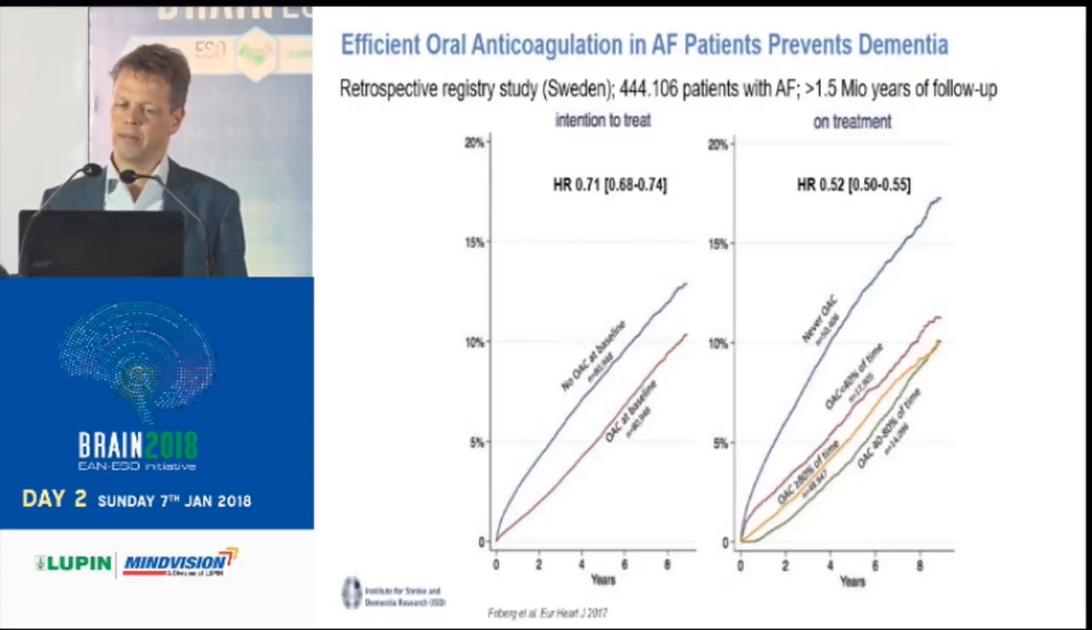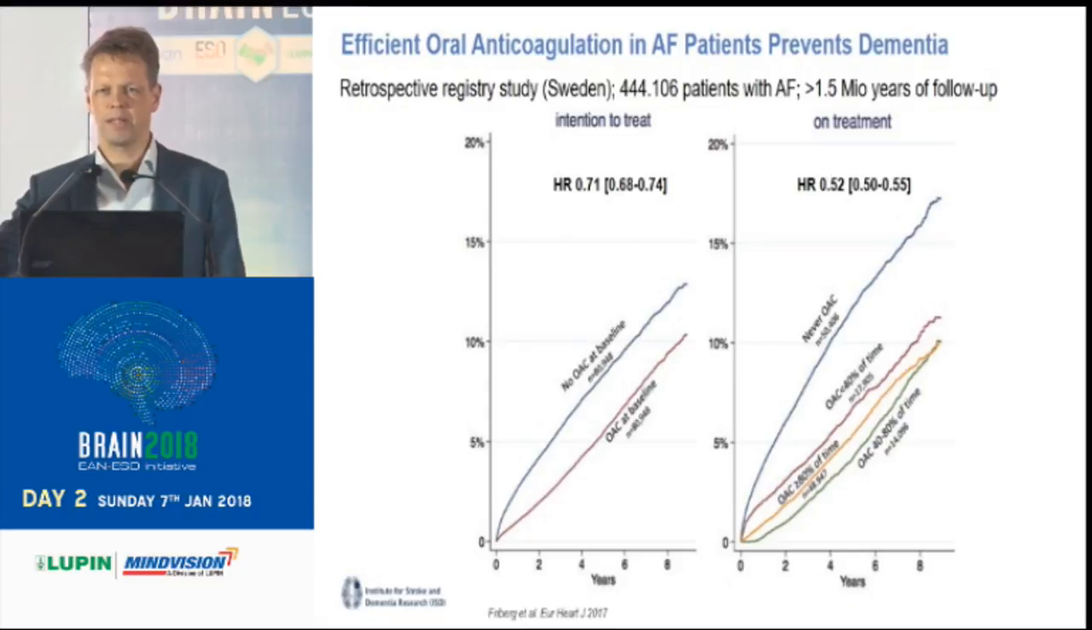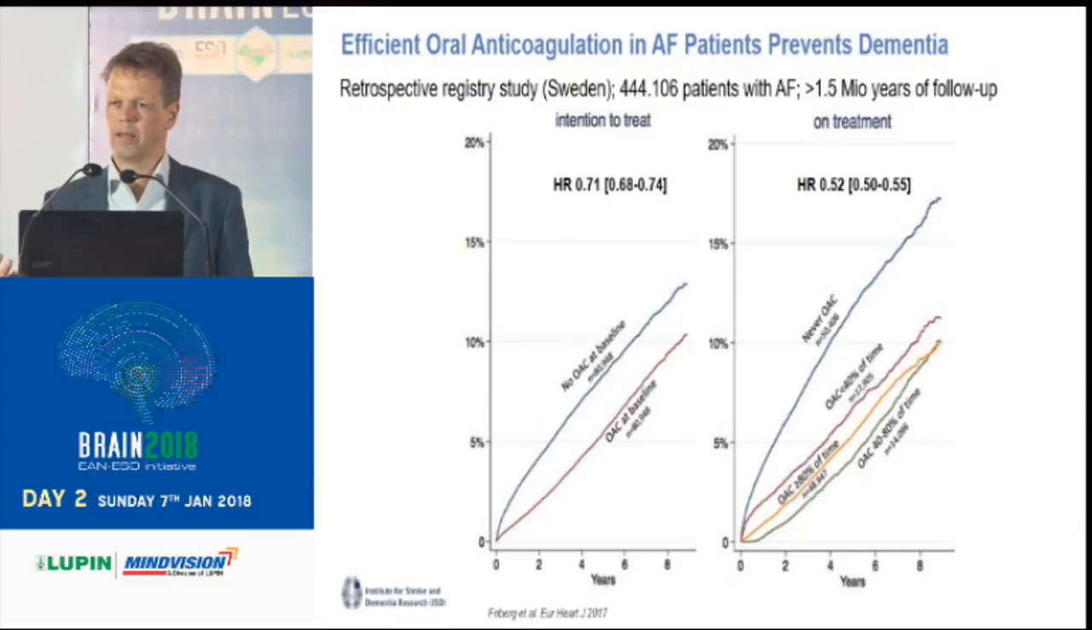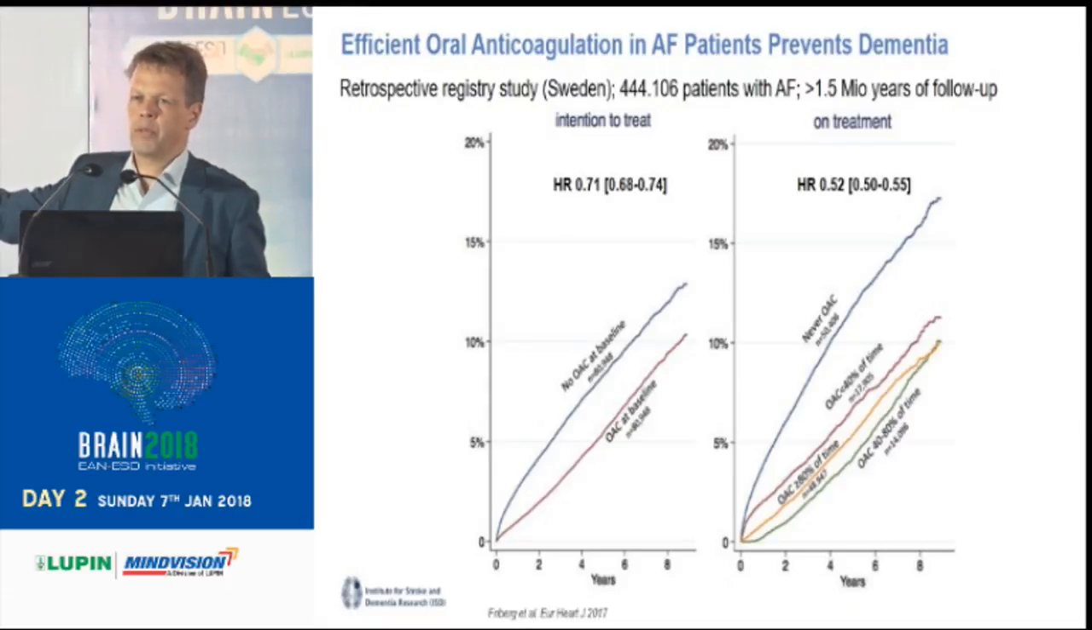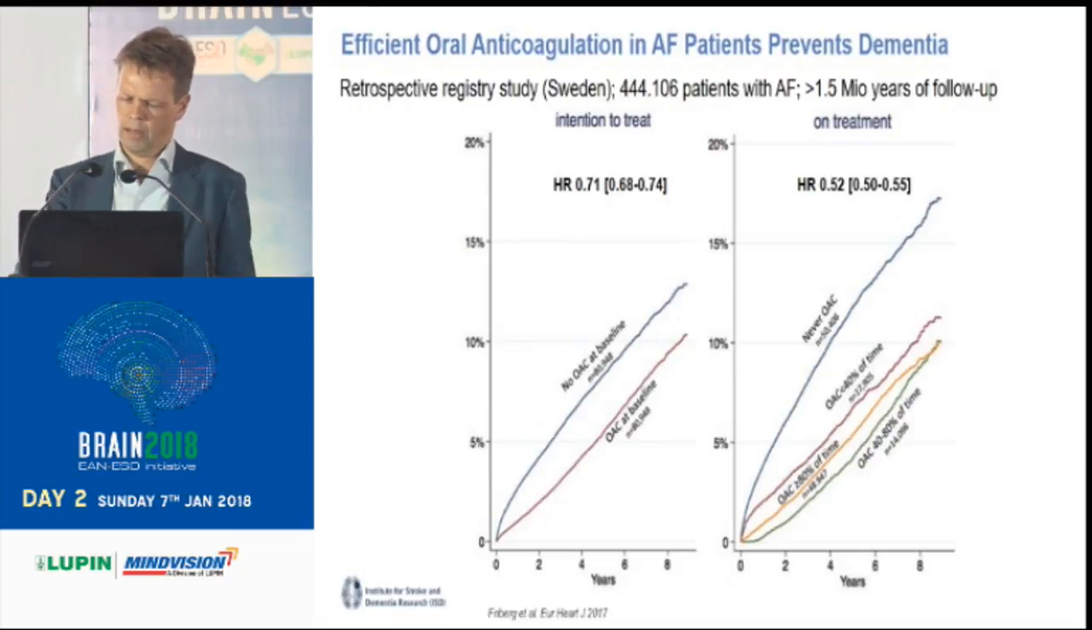In the intent-to-treat population, it was 0.7. In the on-treatment population, it was 50%. So a risk reduction. Imagine this. You can reduce the risk of incident dementia by 50% if you efficiently anticoagulate patients with atrial fibrillation. This is incident dementia. It's not just cognitive impairment. On the top right, you see those who never received oral anticoagulation, and on the bottom you see the curve for those who were in the range of 40 to 80% on oral anticoagulants during the study phase, I think overall 8 years.